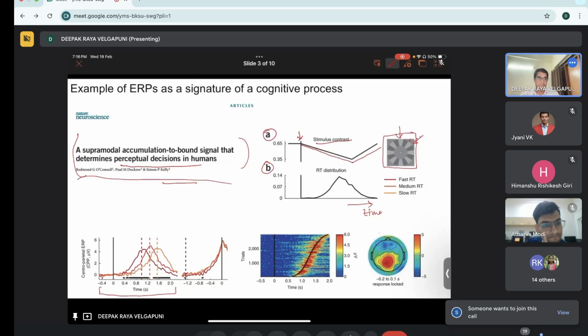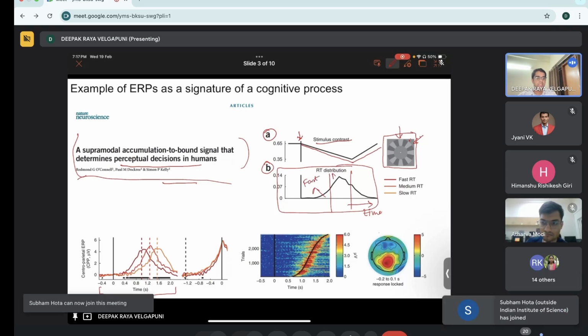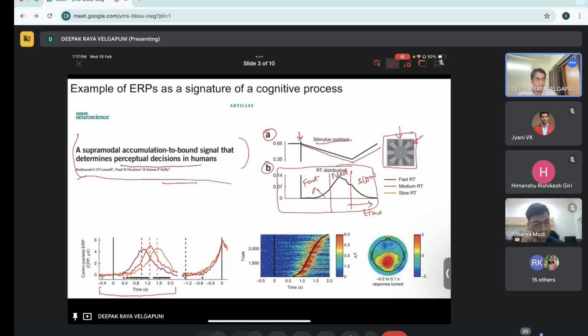So now we'll take this task, and while the participants are doing this task, they recorded their EEG signals. Okay, and this distribution can be divided into three parts. This is faster reaction times, medium reaction times, and slower reaction times. Okay, so the color coding is depicted by this legend: red, orange, and yellow.